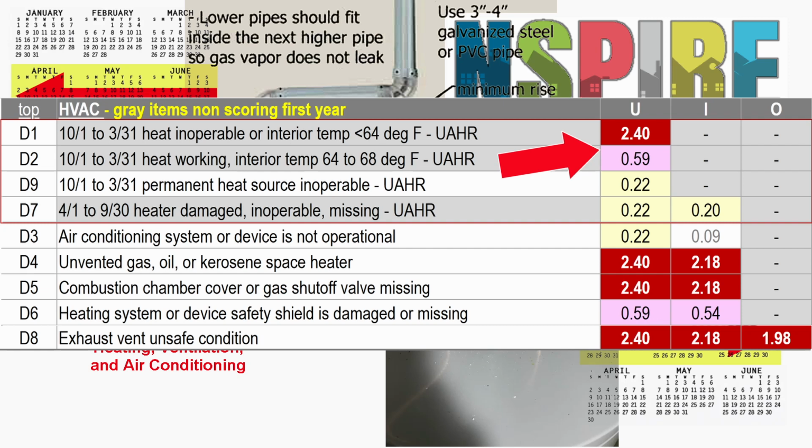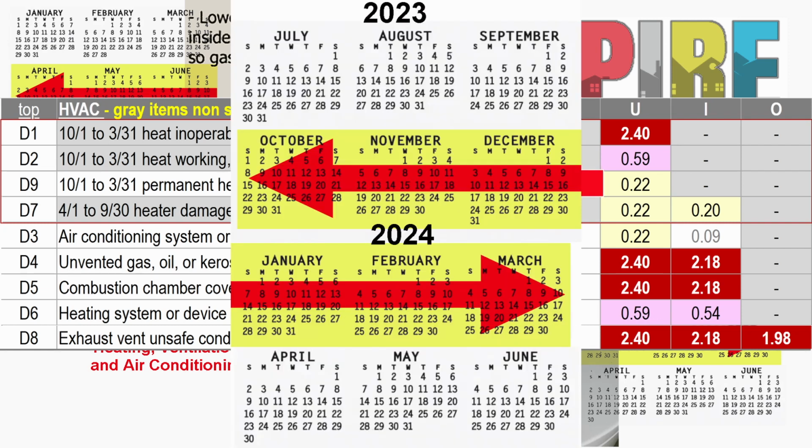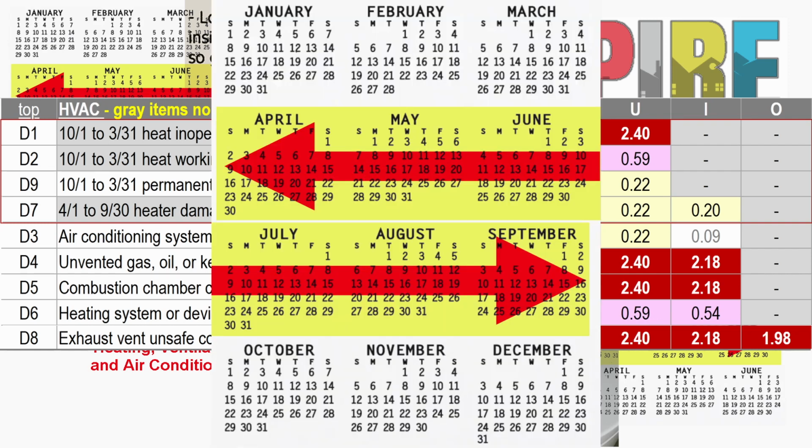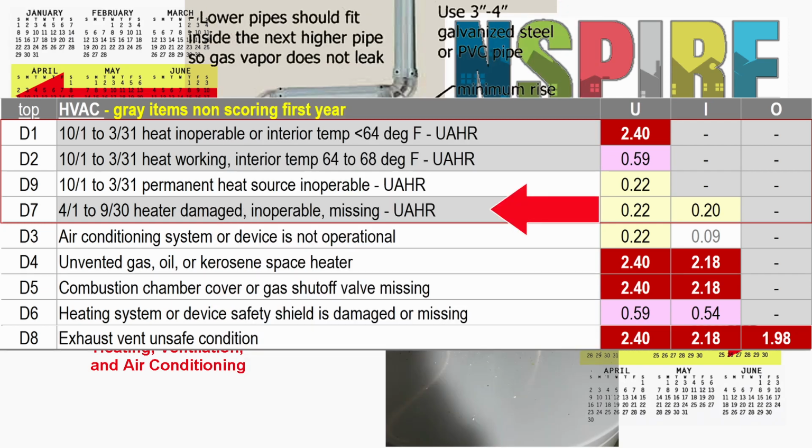It's worth 0.59. Deficiency 9, it's the same dates, October 1st to March 31st. The heat is inoperable. But in this case, even though the heat's inoperable, the temperature is still 68 or higher. That's a moderate deficiency. It's worth 0.22. Deficiency 7 is when it's not heating season. It's between April 1st and September 30th. The heater is damaged or inoperable or missing. That's also a moderate deficiency worth 0.22. Keep in mind that all of the scoring values were given for units here. This is on a property with 100 units, so that 25 units are being inspected.